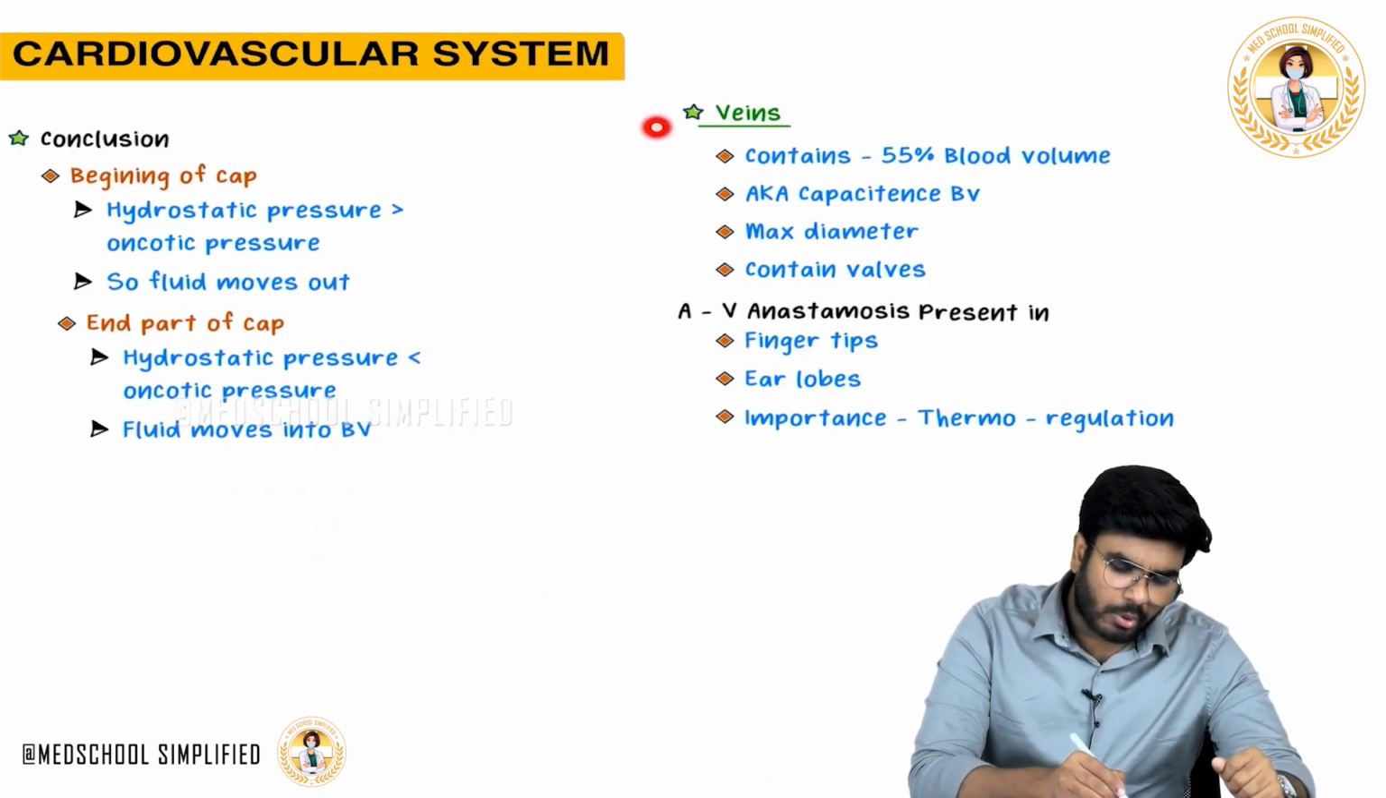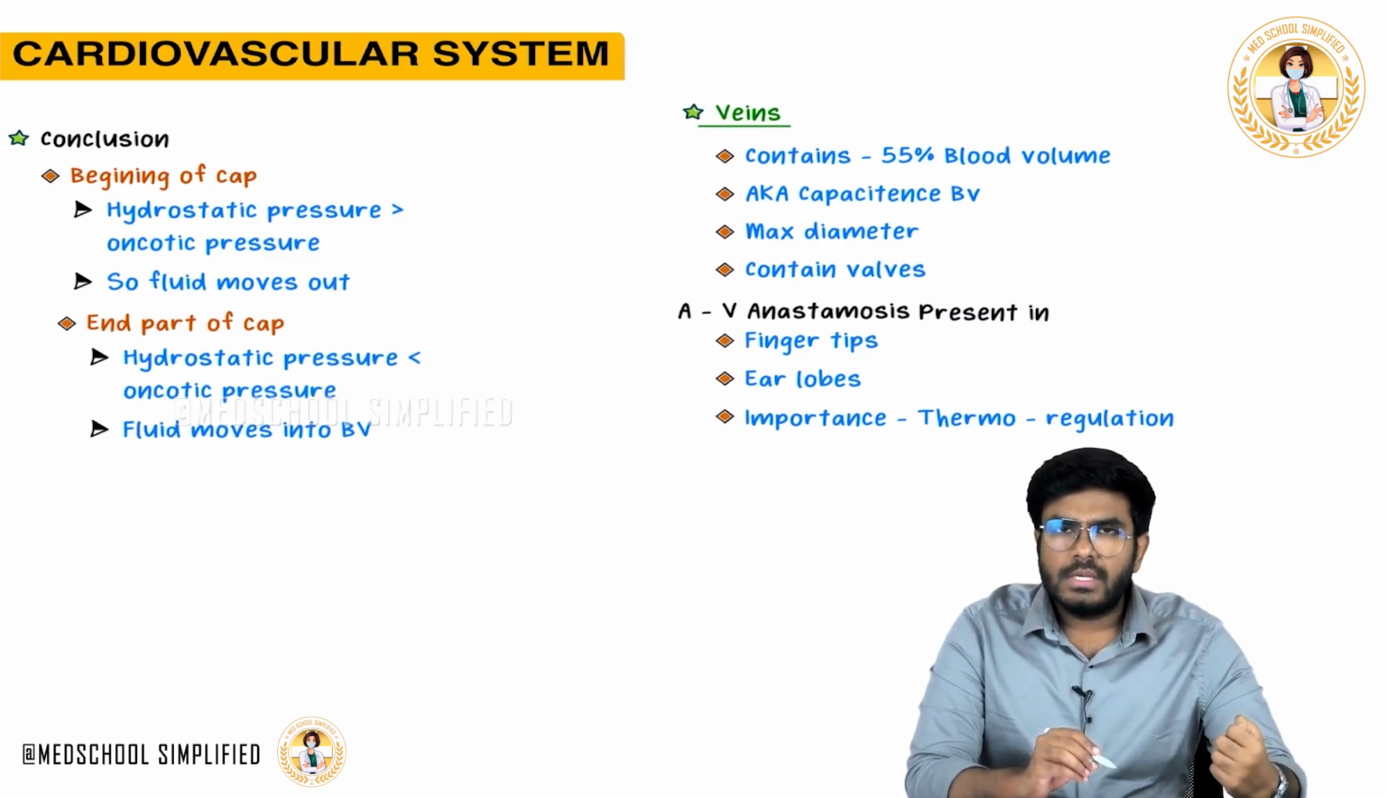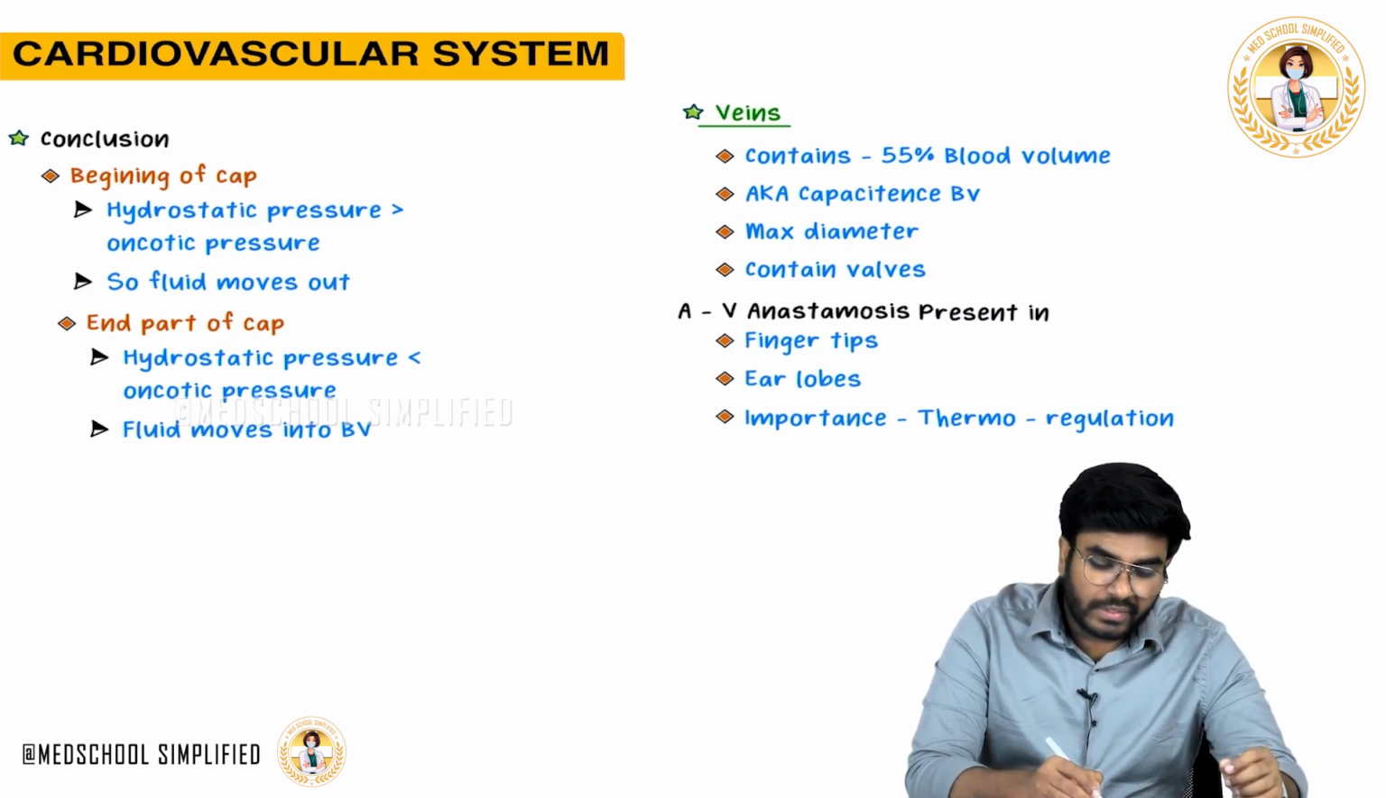Okay, now let's discuss veins. Now veins contain almost 55% of the blood volume. Okay, out of the total blood volume, the majority of the blood, that is 55% of the blood, is present in the veins.